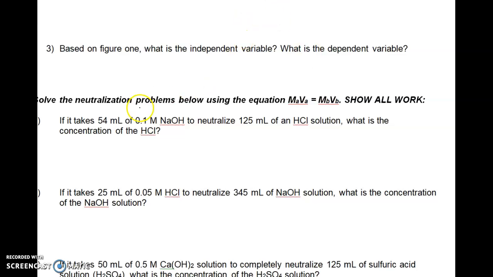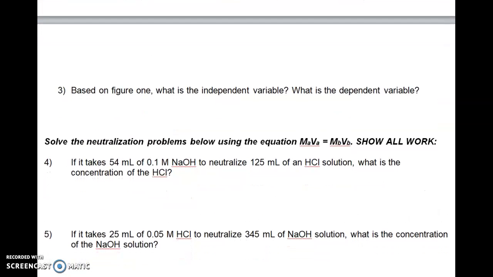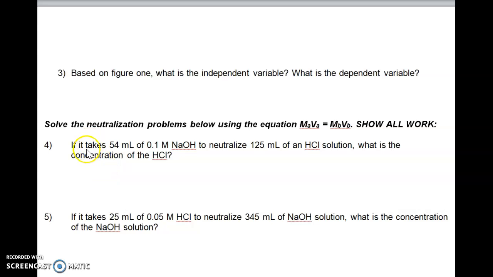Alright, let's go for number 4. And I'm just going to move the screen. Okay, so here's a problem where it says, if it takes 54 milliliters of 0.1 molar NaOH to neutralize 125 milliliters of a hydrochloric acid solution, what is the concentration of the HCl? Okay, so we are going to use our equation for titration and neutralization, like the directions say.